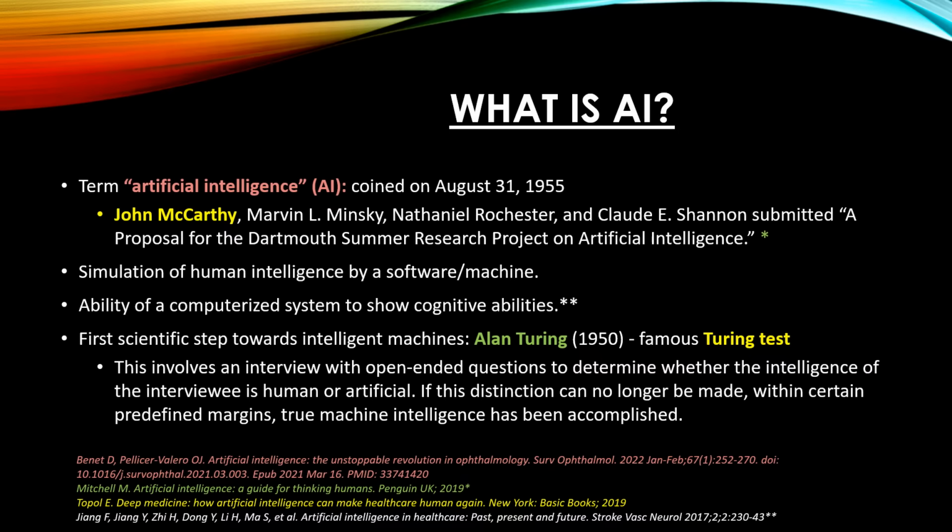The first scientific step towards the development of intelligent machines was by Alan Turing, who in 1950 conducted the famous Turing test. Here there was an interview with open-ended questions to determine whether the intelligence of the interviewee is human or artificial, and if this distinction could no longer be made within certain predefined margins, that means true machine intelligence had been accomplished. So here the machine had become equivalent to a human.